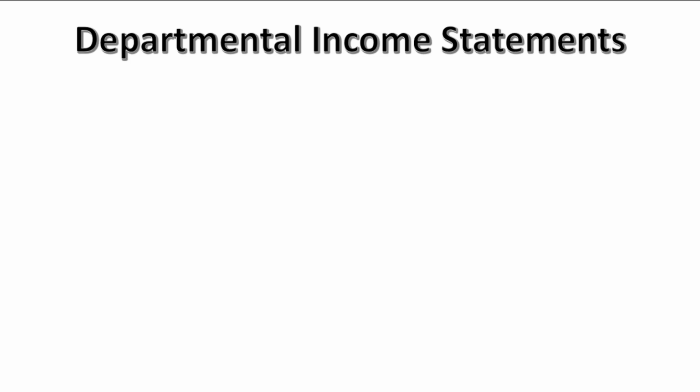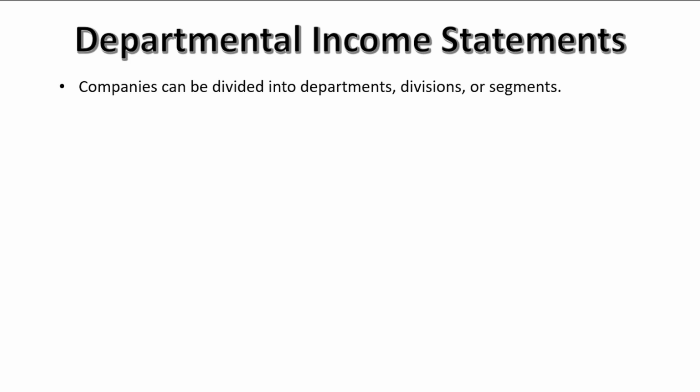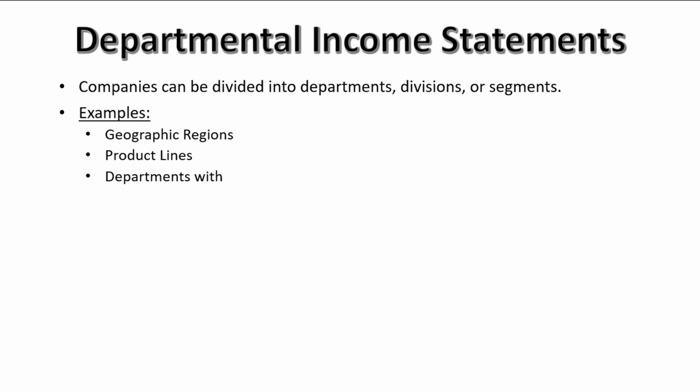Today we will be discussing departmental income statements. The management and evaluation of a company's performance can be more easily managed if we divide the company into smaller units, often called departments, divisions, or segments. Examples include geographic regions such as North America or Europe, separate product lines such as speakers or headphones, or departments within a retail store such as electronics or hardware.